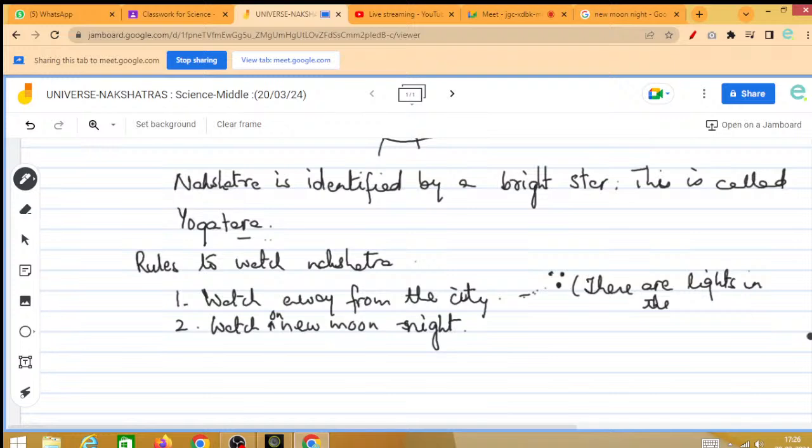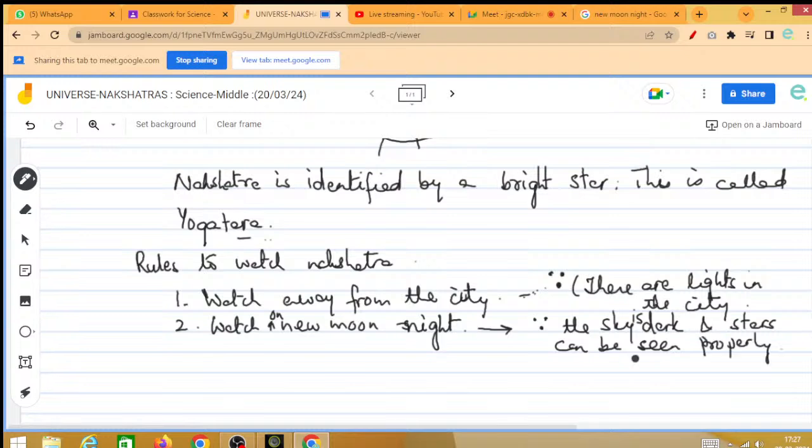Okay? And watch on a new moon night. Why new moon night? Because all the sky is dark. Yes, there is no moon, the sky is dark. Only the nakshatra is there, only stars we can see. For observation the sky is dark and stars can be seen properly. Okay? So this is two of the things.